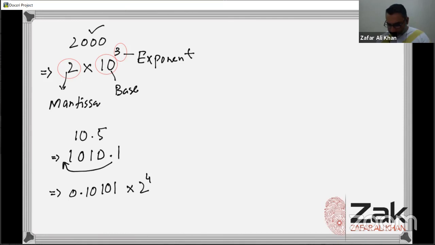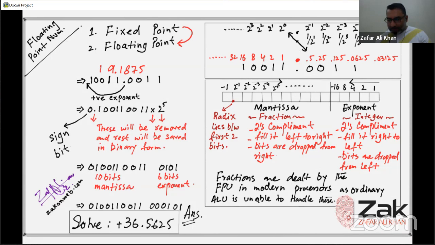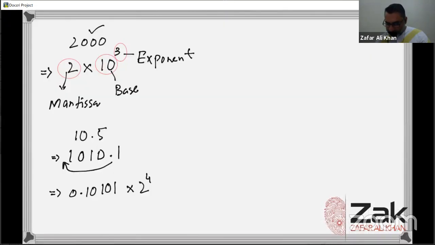Now, as we now know, this part is the mantissa. Mantissa means the part other than the exponent part. So this is the mantissa. This is the mantissa over here as well. And this one is the exponent.